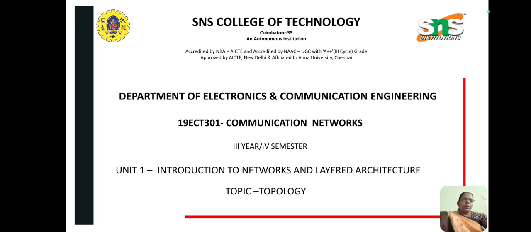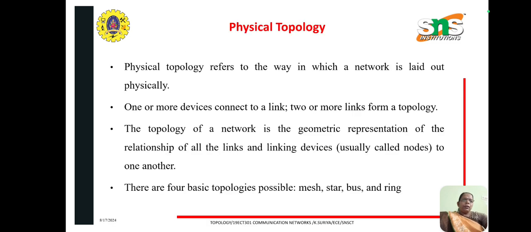In this video, let us see about network topology and its types. A physical topology refers to the way in which a network is laid out physically. One or more devices connected to a link and two or more links forms a topology. The topology of a network is a geometric representation of the relationship of all the links and linking devices to one another. The linking devices are also called as nodes.